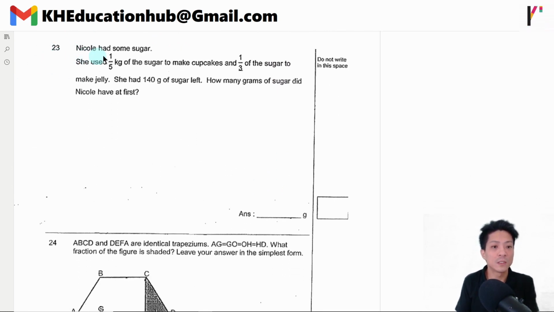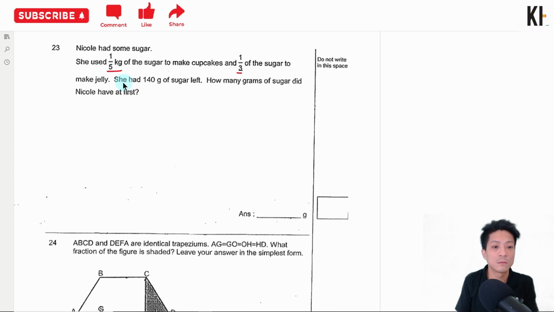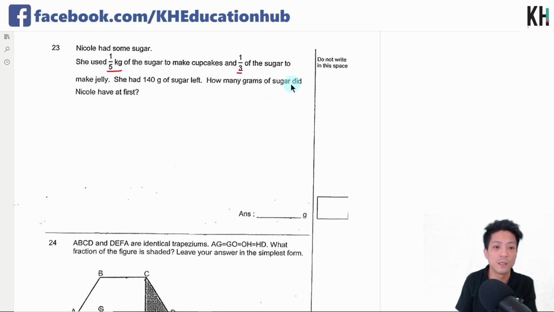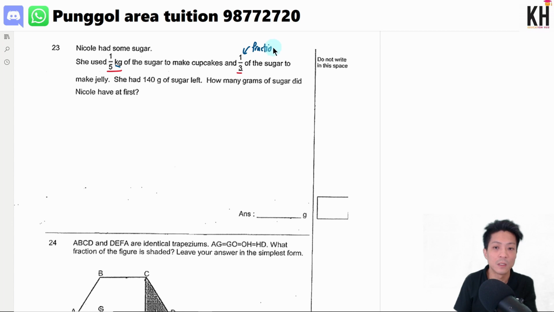Question 23. Nicole had some sugar. She used 1/5 kg of the sugar to make cupcakes and 1/3 of the sugar to make jelly. She had 140 grams of sugar left. How many grams of sugar did Nicole have at first? Okay, so this question, your first line of understanding is you got to make sure you know that this is the one with kg, this is a fraction. Okay, so don't make the mistake of adding these two together.